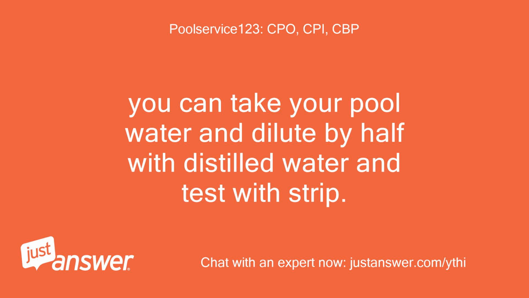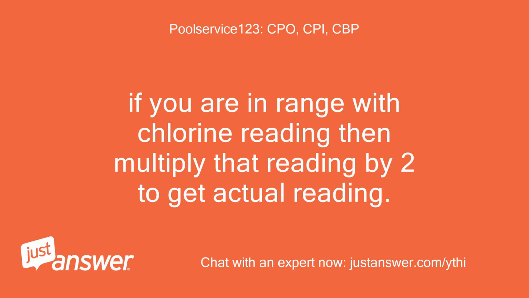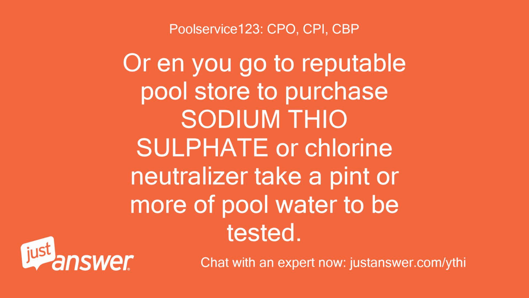You can take your pool water and dilute by half with distilled water and test with a strip. If you are in range with the chlorine reading, then multiply that reading by 2 to get the actual reading. Or you can go to a reputable pool store to purchase sodium thiosulfate or chlorine neutralizer. Take a pint or more of pool water to be tested.